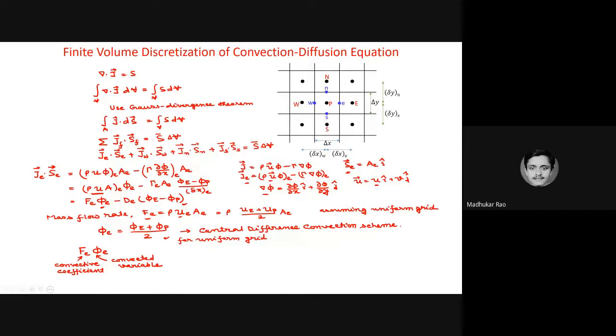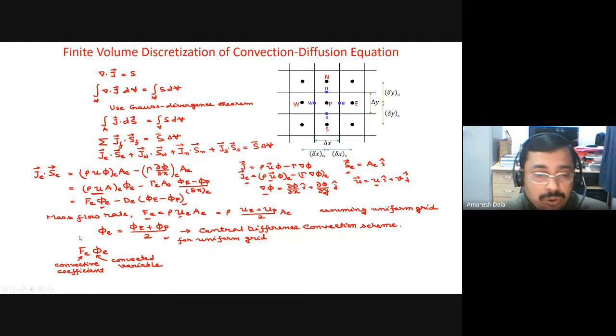Yes, so this is the convective coefficient. Depending on whether this value is positive or negative, we can use different upwind schemes, or the simple way is to use the central difference scheme. We also have higher order schemes, like the third order upwind scheme, QUICK, which you can use. Now let us see how we will use it. If you use the central difference scheme, then we can represent phi_e as (phi_E plus phi_P) divided by 2 for a uniform grid.